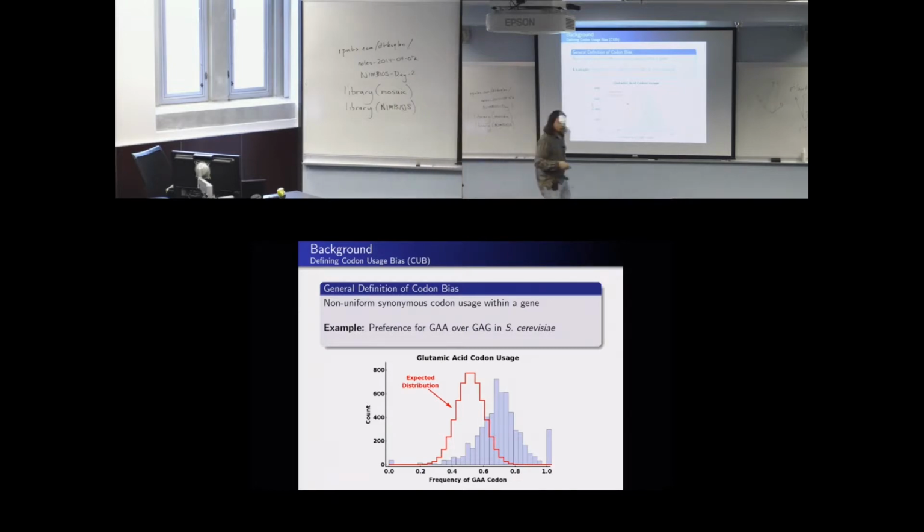Yes? Quick, stupid question. So that's frequency within a gene? Within a gene. So this is like 5,000 genes all together. Okay? That was a really good question. It's not stupid at all.